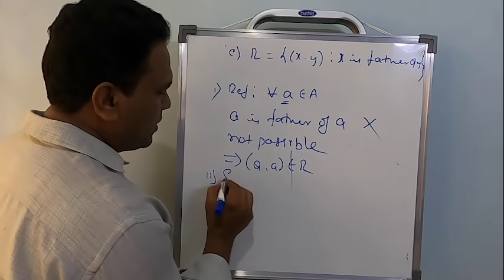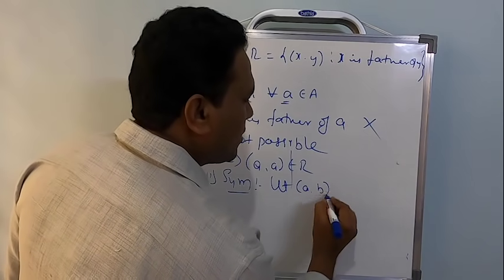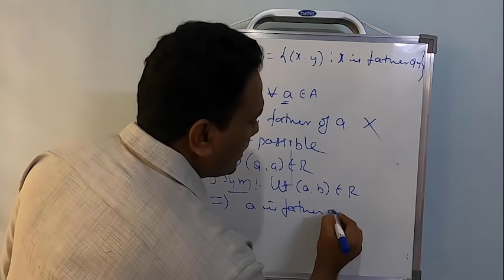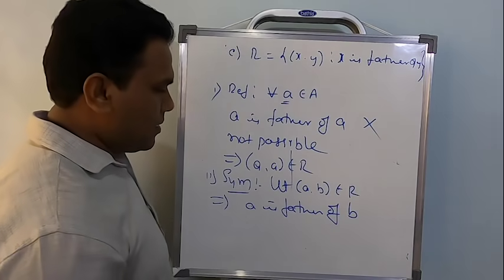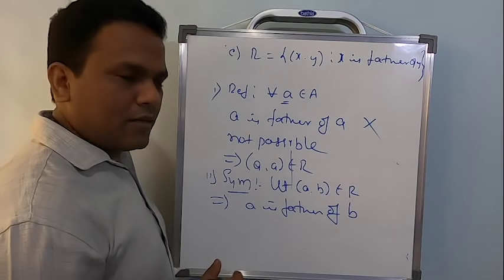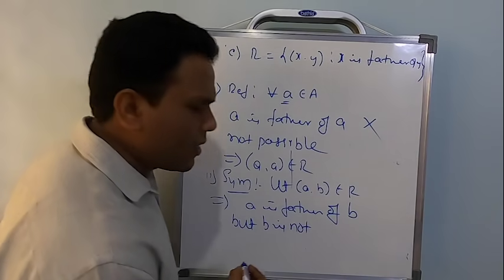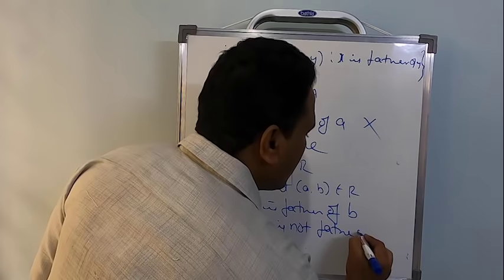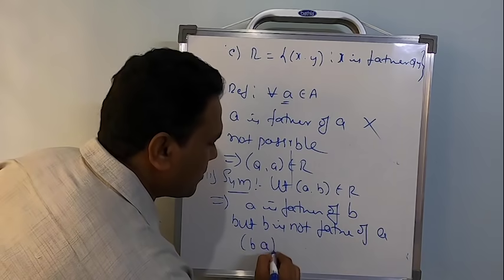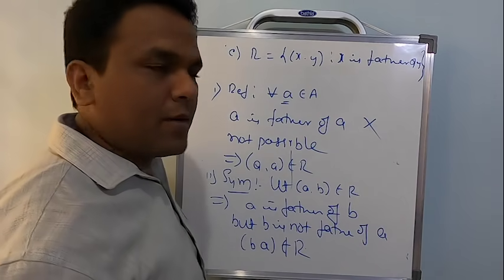Fine. Now the second one is symmetric. What symmetric says, start with A comma B belongs to R. This says that A is father of B. Correct. But is it possible to say B is father of A? No. B is son or daughter of A actually. So B cannot be, right? B is not father of A. If B is not father of A, this suggests that ordered pair B comma A does not exist in the given relation. Hence the relation is not going to be symmetric.